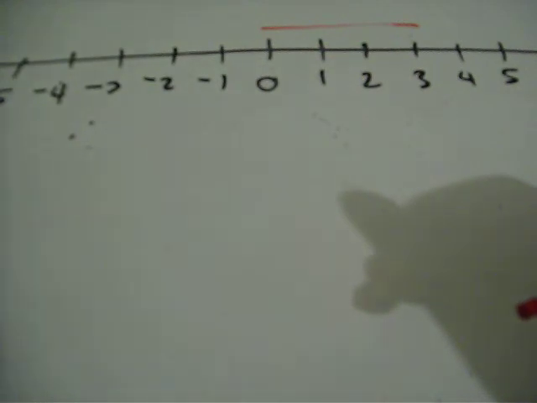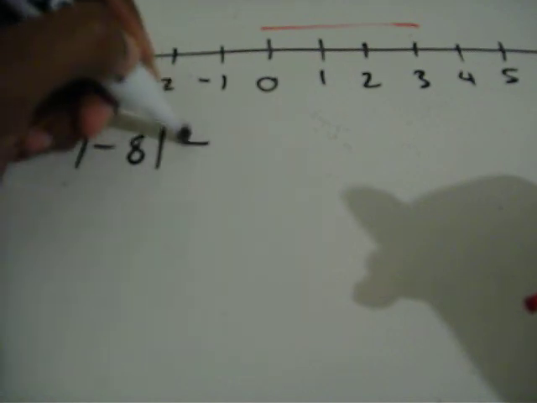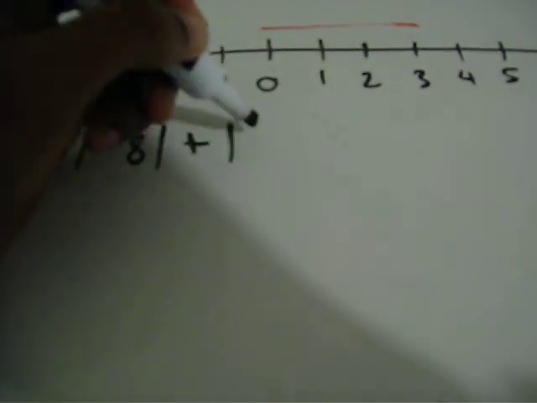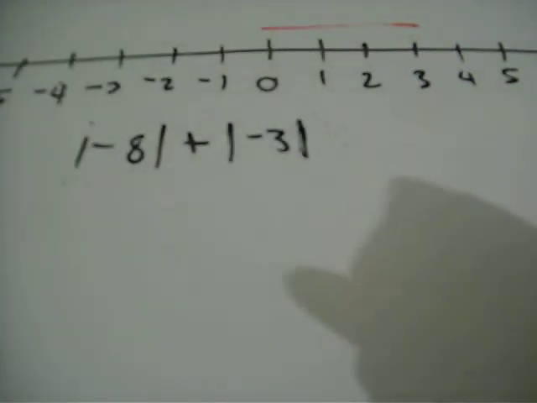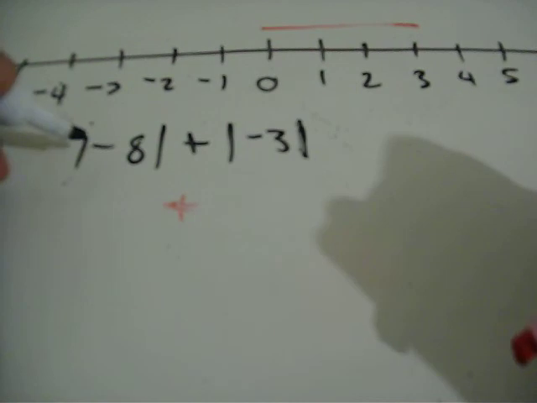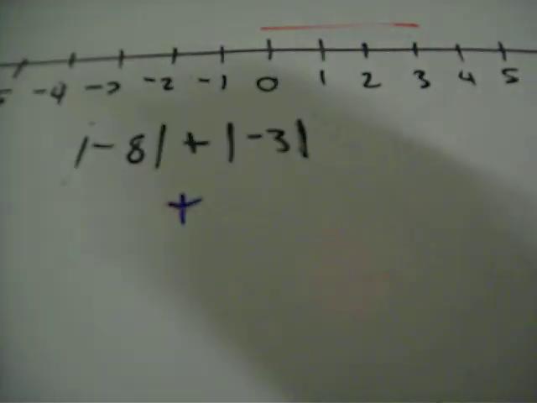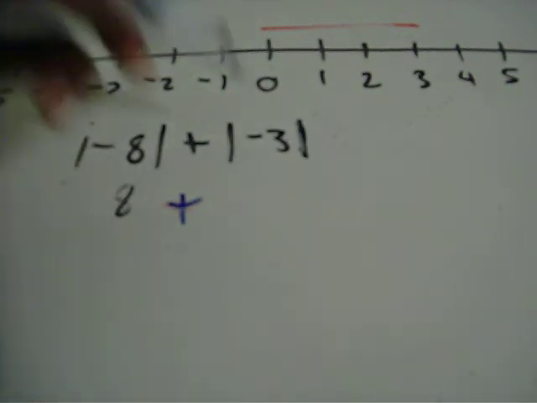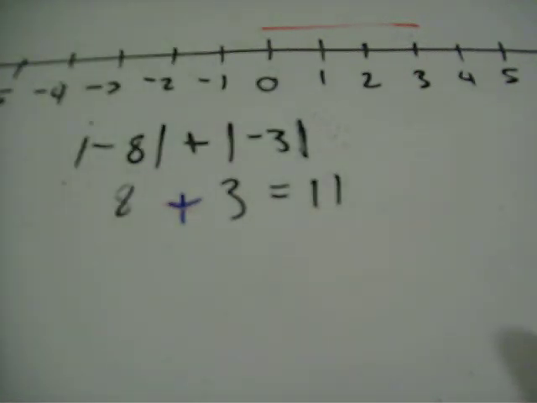Let me do one more. Let me do a negative number, like negative 8. Absolute value of negative 8 plus absolute value of, I'll do another negative 3. This is the same type of thing. You get that same plus, and the absolute value of negative 8 is 8. And the absolute value of negative 3 is 3. So you have 8 plus 3. And that's 11. And that's pretty much absolute value.